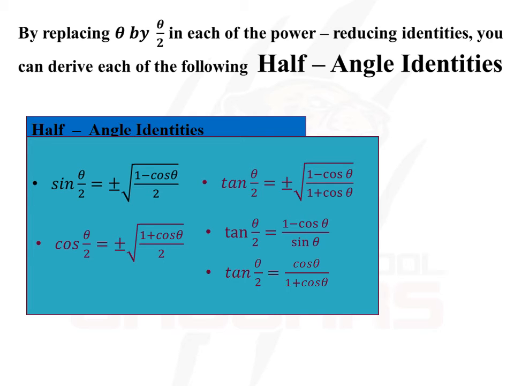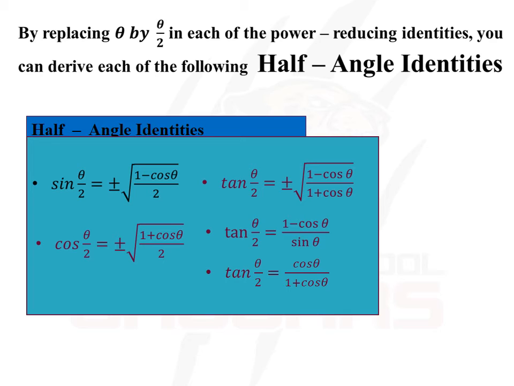By replacing theta by theta over 2 in each of the power reducing identities, we can derive each of the following half angle identities. Let's see the half angle identities. Sine of theta divided by 2 equals plus or minus the square root of (1 minus cosine of theta) divided by 2. Cosine of theta over 2 equals plus or minus the square root of (1 plus cosine of theta) divided by 2. And for the tangent of theta divided by 2, we have three identities.